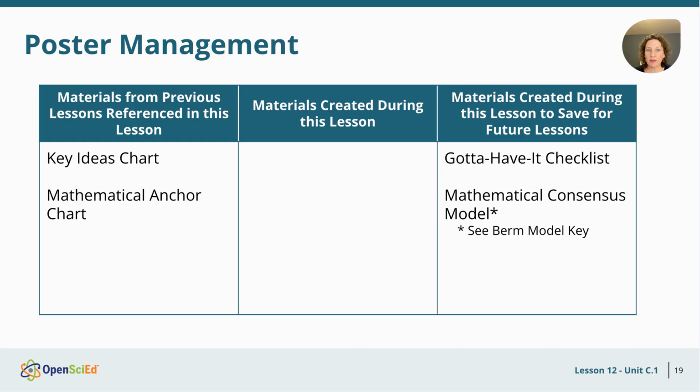You're also going to be making some charts that you want to save for next lesson. First is the gotta have it checklist and the mathematical consensus model. Make sure you see the berm model key for an example.